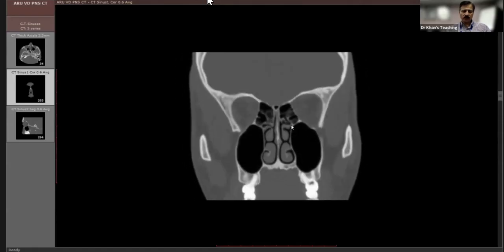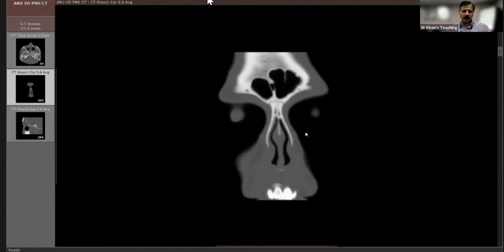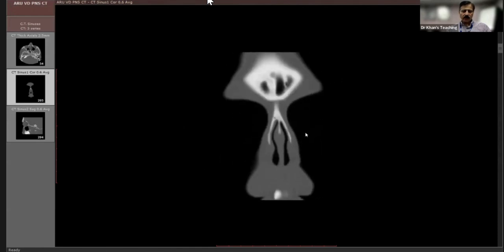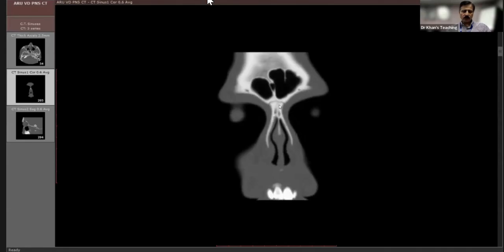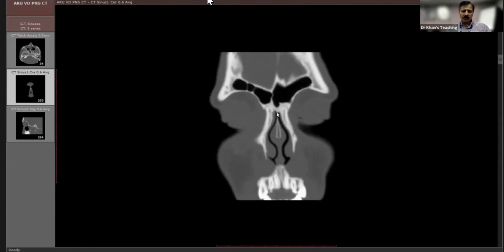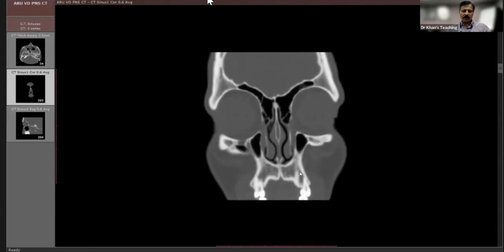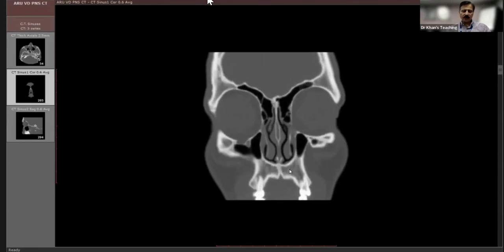Now, forget about the facial bones and let's concentrate on the paranasal sinuses. So we have gone anteriorly and we are coming from outside the body. So this has to be the nasal bone. And you can see that this is the nasal septum. Now, here is the alveolar ridge of the maxilla. So this is the septum.